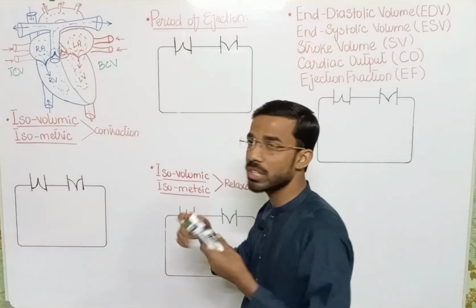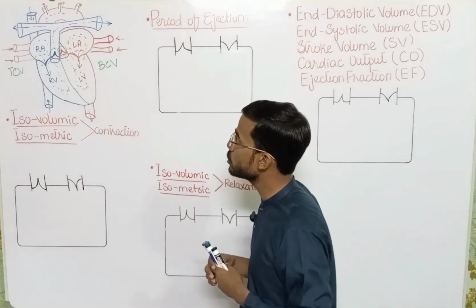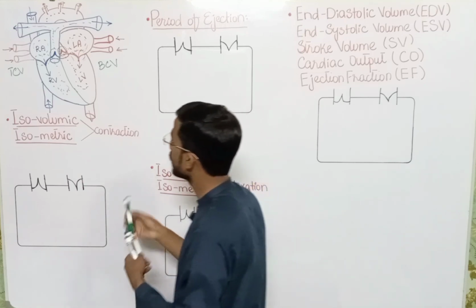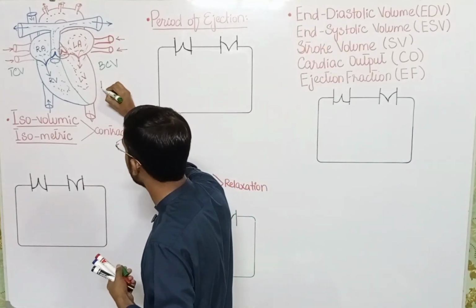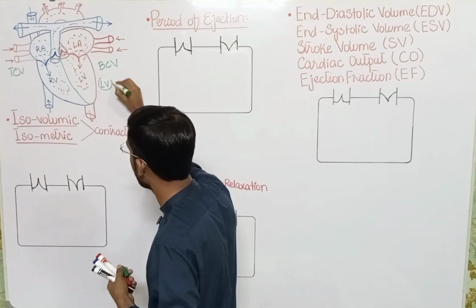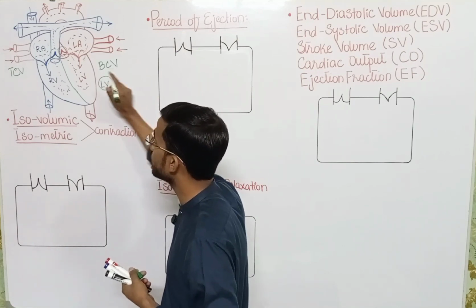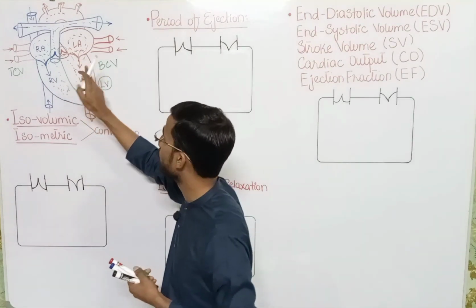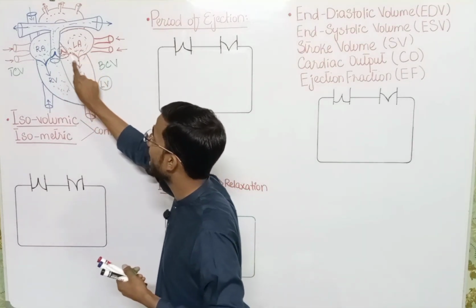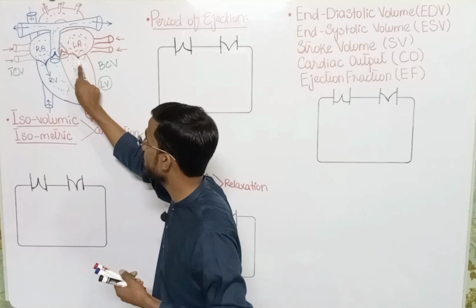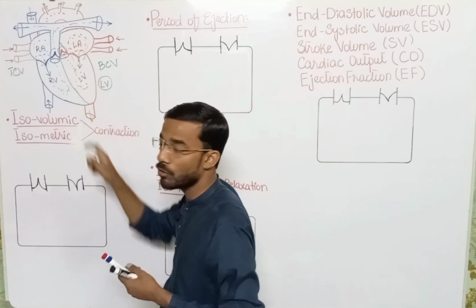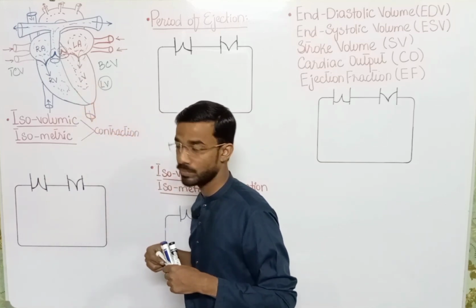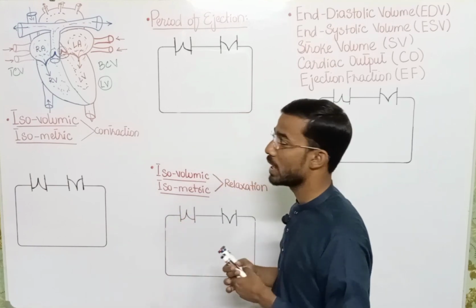So this is basically the general overview. Our main focus is on the left ventricle. You will see that two valves are attached to the left ventricle. The bicuspid valve and the semilunar valve lie at the level of the left ventricle. So this is the case.